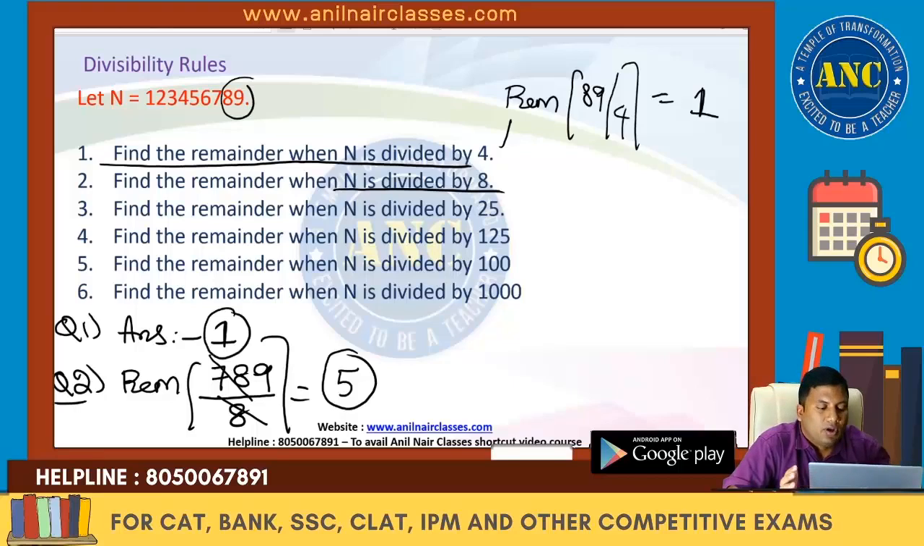Question 1 is divide only the last 2 digits by 4. Question 2 is divide the last 3 digits by 8. Otherwise, you will end up dividing the entire number by 8. You don't need to do it.